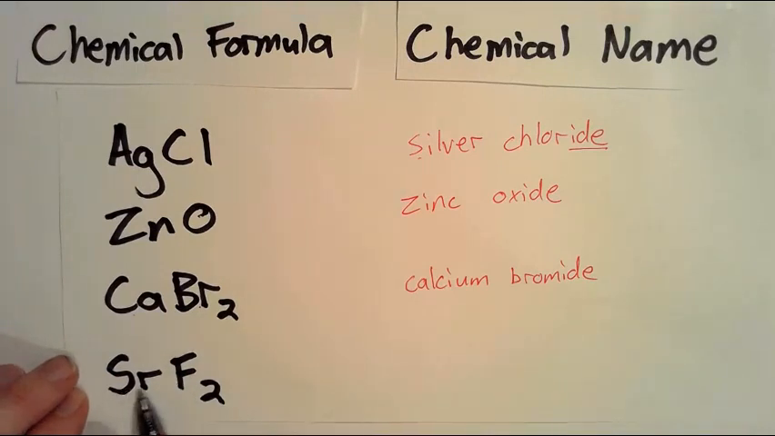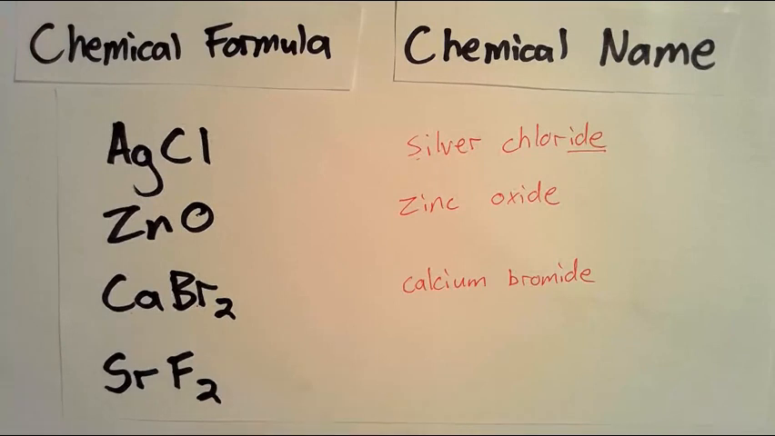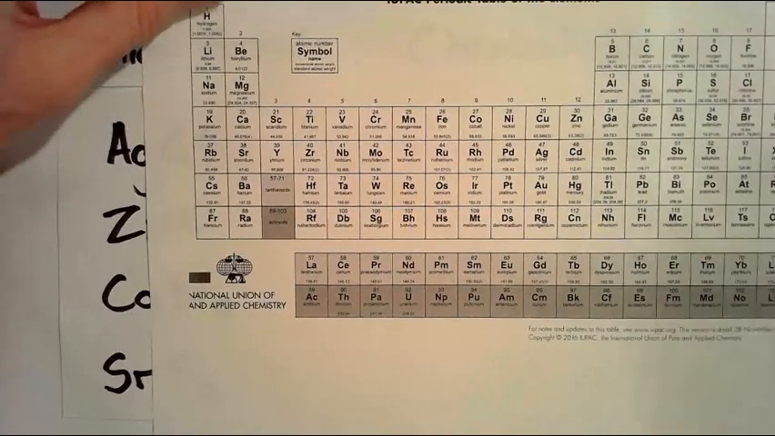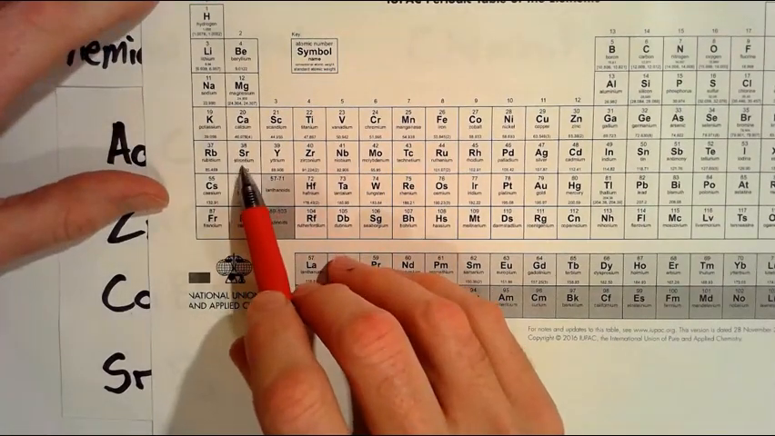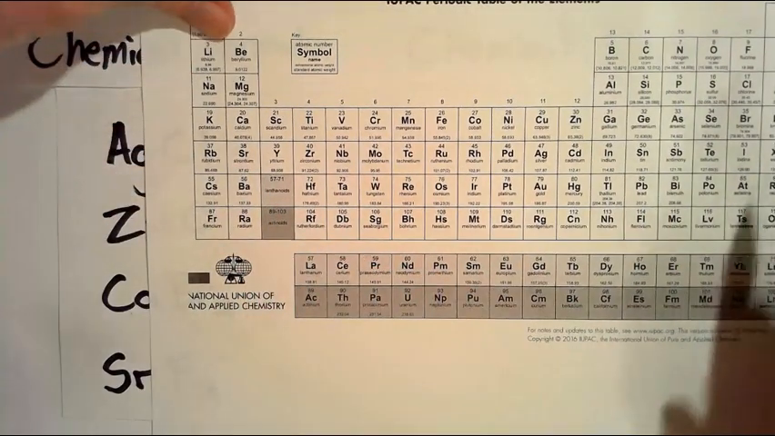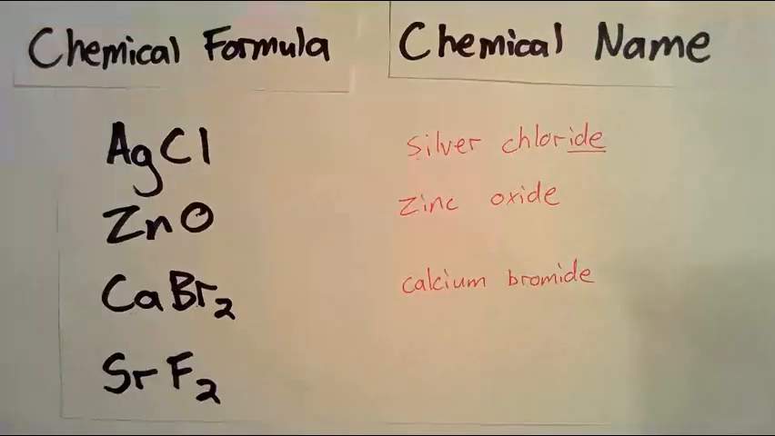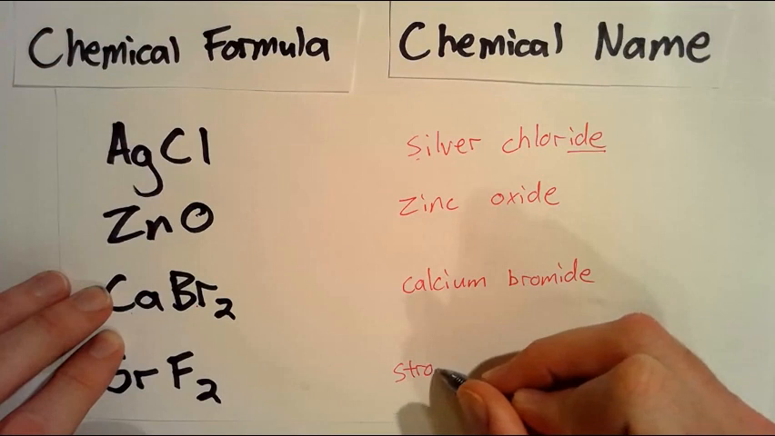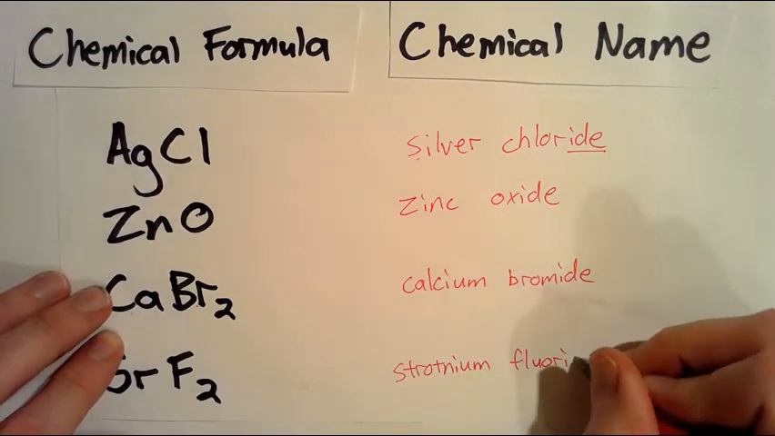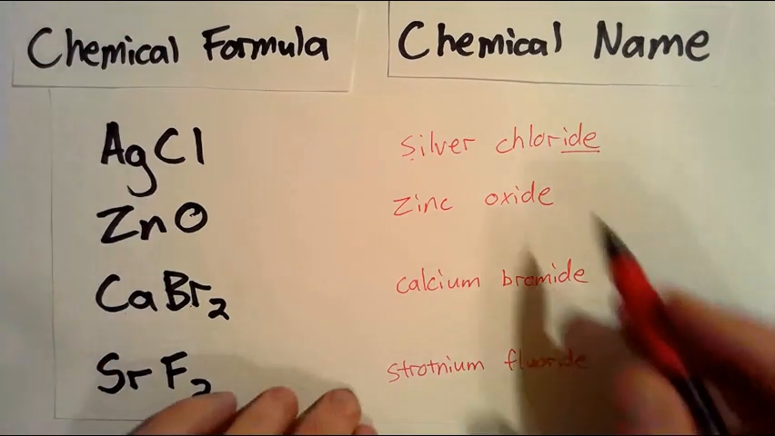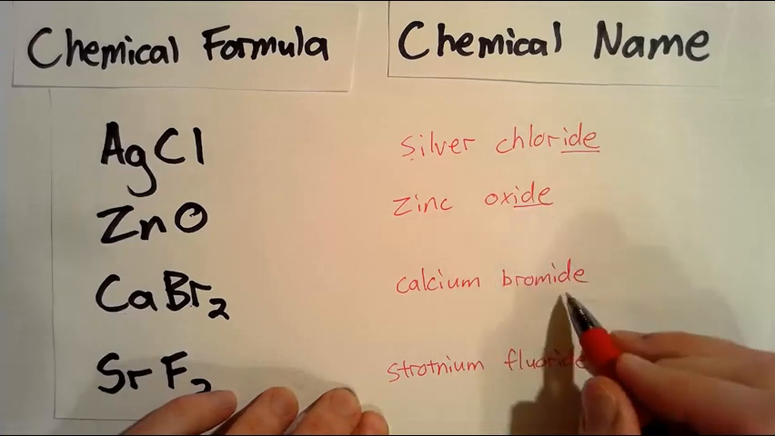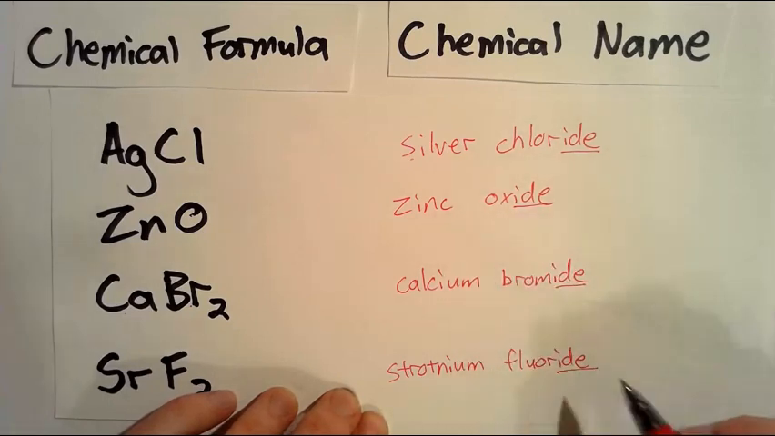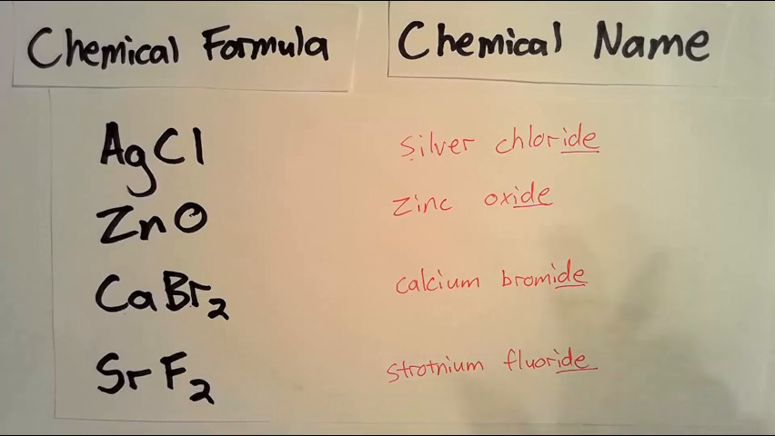This one here is SrF2. So again, the 2 doesn't make a difference. And I know from my periodic table that Sr is strontium and the F is fluorine. So this is going to be strontium fluoride. Notice that these all end in "ide," and all ionic compounds will end in "ide," I-D-E.